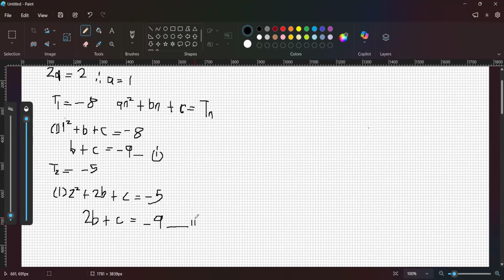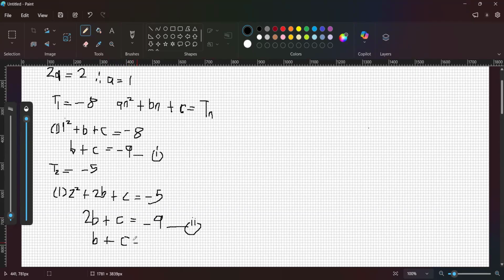Okay. So let me see if I remember. You told me back then that you prefer the elimination method for solving simultaneous equations, right? Yes, sir. Okay. So let's put equation 1 directly beneath equation 2 and see how things play out.